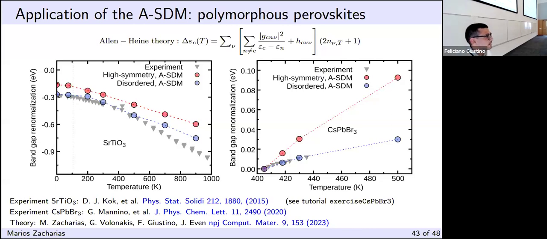Can I ask, how do you actually get the polymorphic structure at the beginning? Yeah, I didn't discuss that.